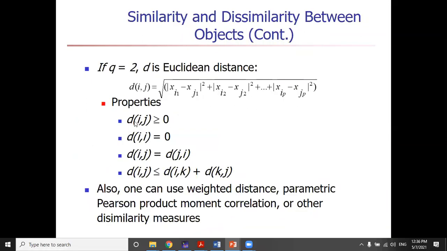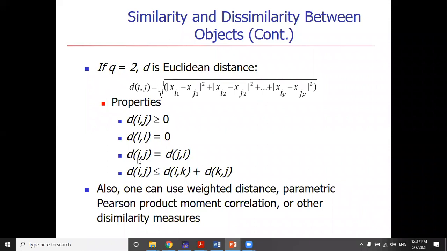This is the property. If d of i comma j is greater than or equal to 0, that means it is a positive value. If it is greater than 0, it has some distance, represented with a positive value. This is d of i comma i, which I already discussed in the case of the dissimilarity matrix. That means the distance between two similar objects is always 0. That's why the diagonal of the dissimilarity matrix is always 0. d of i comma j is equal to d of j comma i. That means distances are always symmetric in nature, so the distances from i to j and from j to i are always symmetric.